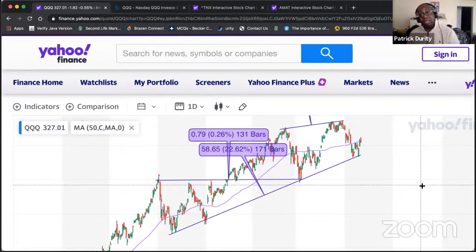And I think because interest rates are still relatively low, the market can continue to move higher as the economy will continue to expand.